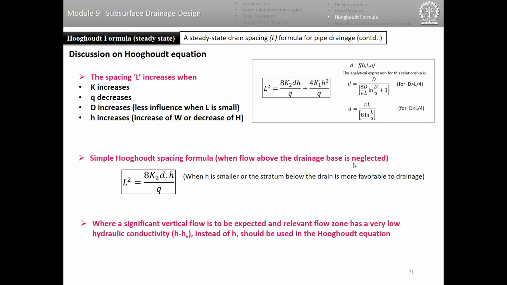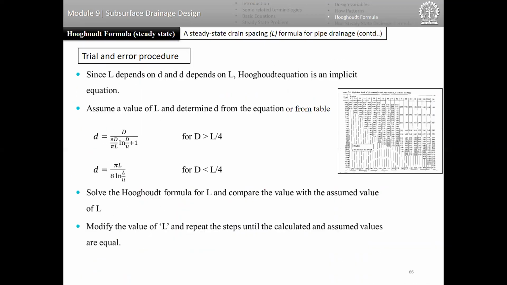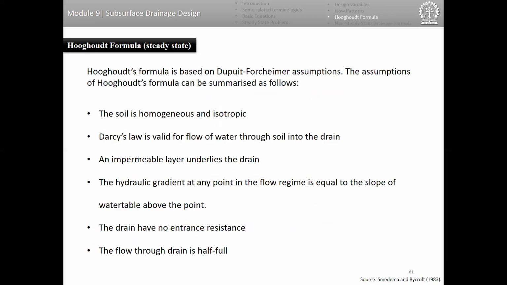In the last class, we started with the steady state formula, and we discussed the Hooghoudt formula and its assumptions. The assumptions were that the soil is homogeneous and isotropic, and Darcy's law is valid. We assume an impermeable layer underneath the drain, and the hydraulic gradient at any point in the flow regime is essentially equal to the slope of the water table. Drains do not have entry resistance, and flow through drains is half full.